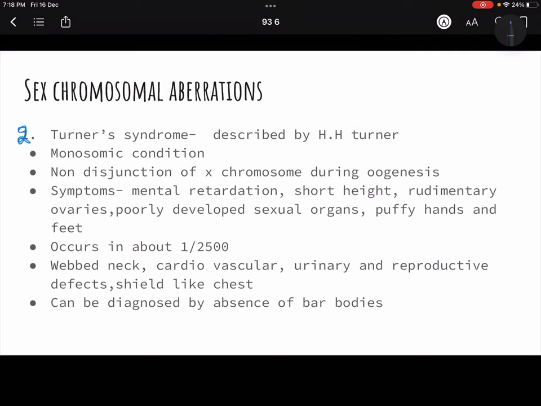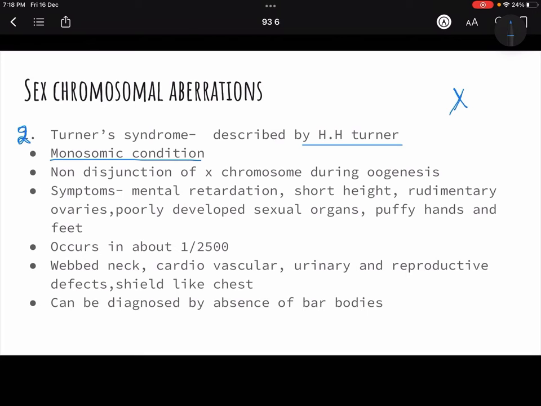So Turner syndrome, this idea was described by Dr. Henry Turner, and it is a monosomic condition. So we are going to follow the same pattern. This is a monosomic condition. That means there is only one X.